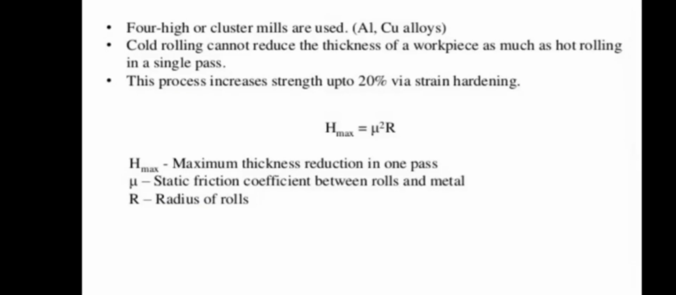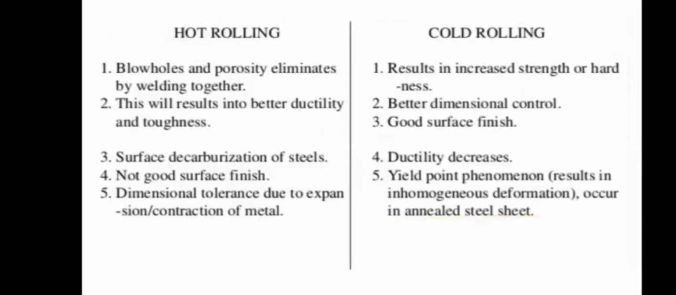The maximum thickness reduction in one pass depends on the static friction coefficient between the rolls and the metal, and the radius of the rolls. That gives the maximum reduction of thickness without any cracks, by this h max formula: h max is equal to mu squared into R. Now, the difference between hot rolling and cold rolling.